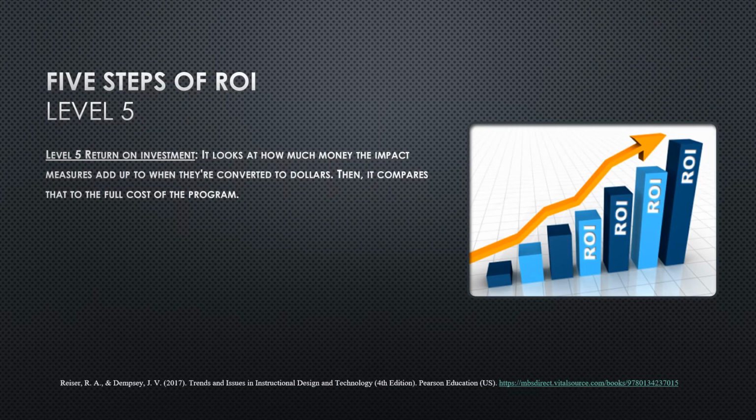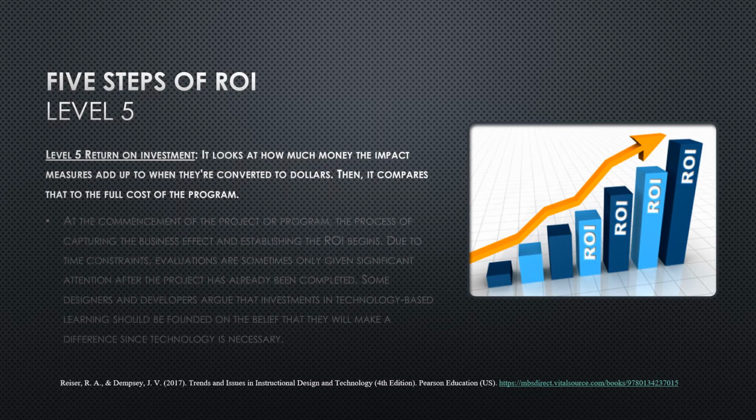And the last step in the ROI is level 5. Level 5 is the actual return on investment. It looks at how much money the impact measures add up to when they're converted to dollars. Then it compares that to the full cost of the program.